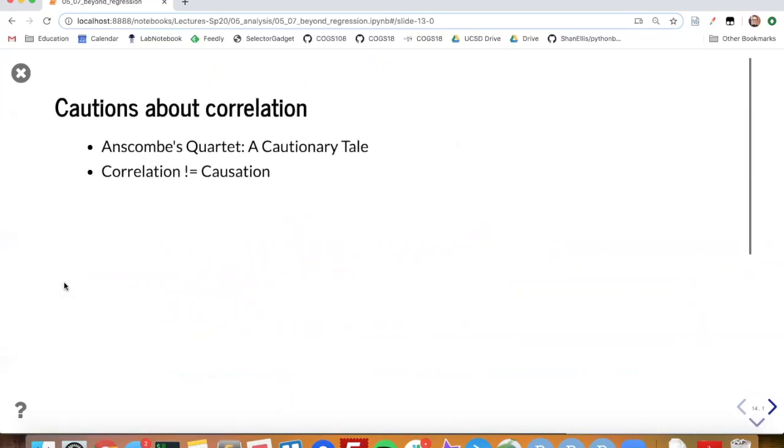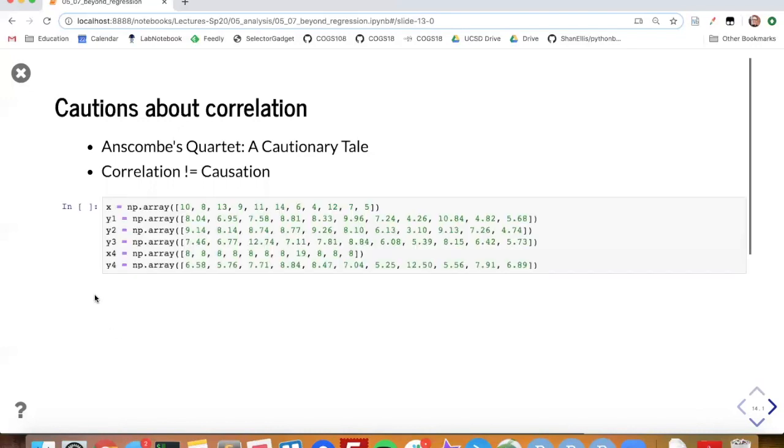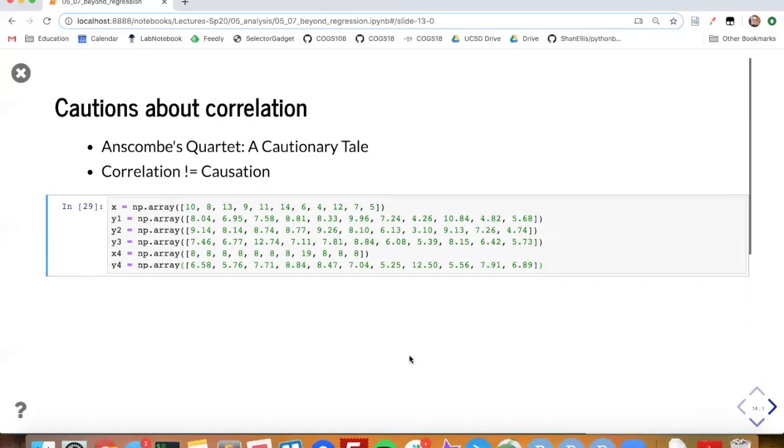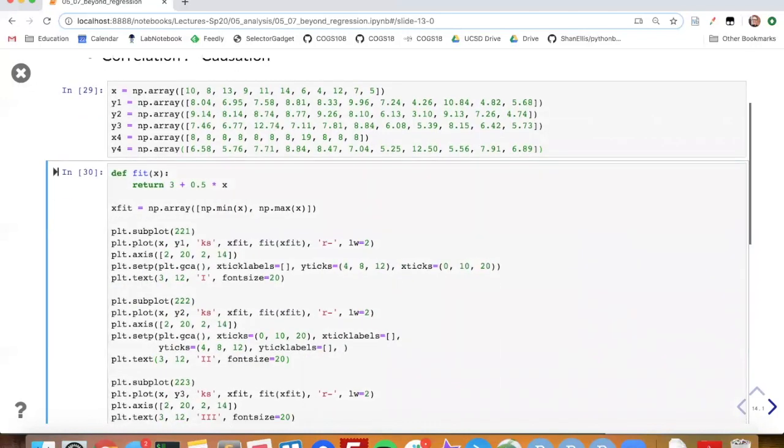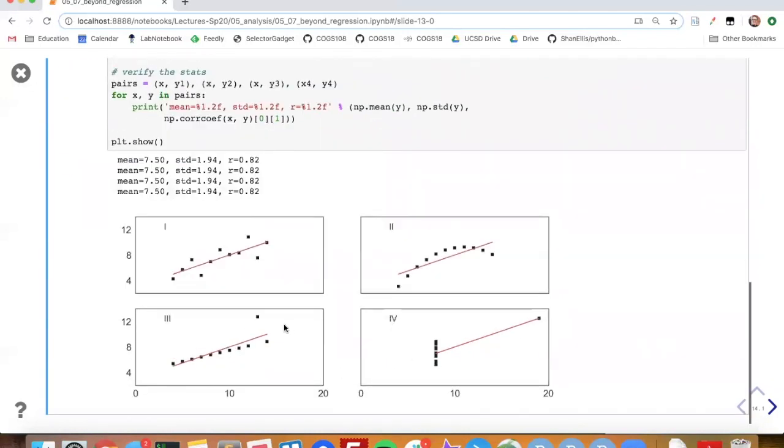Okay, so with this conceptual understanding of multiple linear regression, talking about what correlation is, we now need to jump into cautions about correlation. So we've seen Anscombe's quartet before. And I just wanted to remind everybody that you can have the same descriptive statistics.